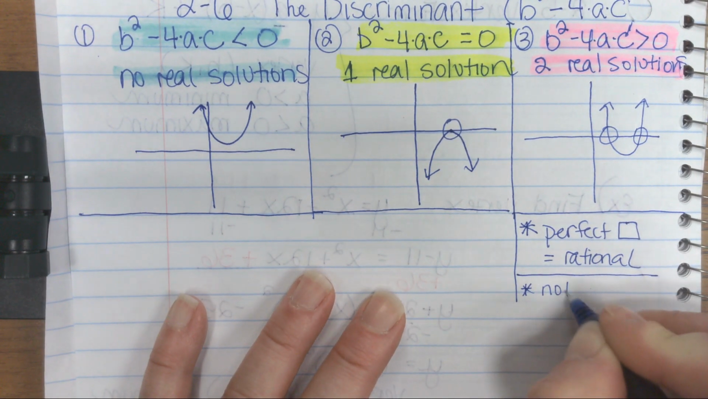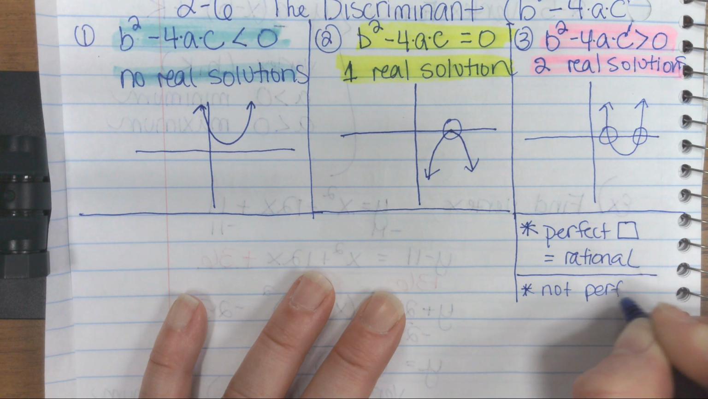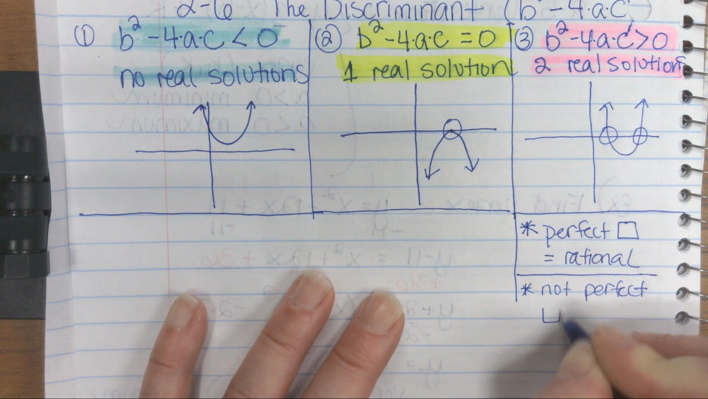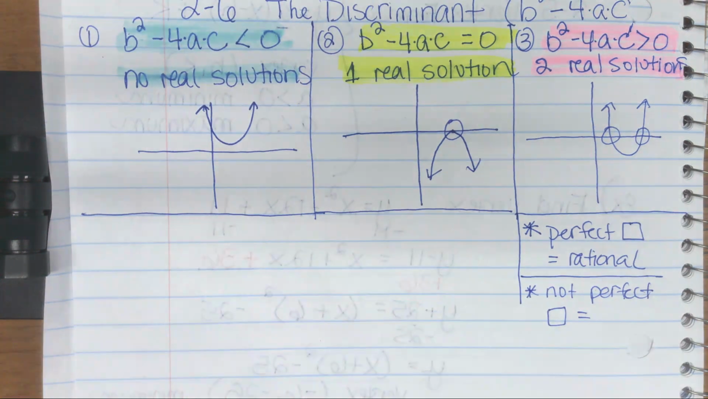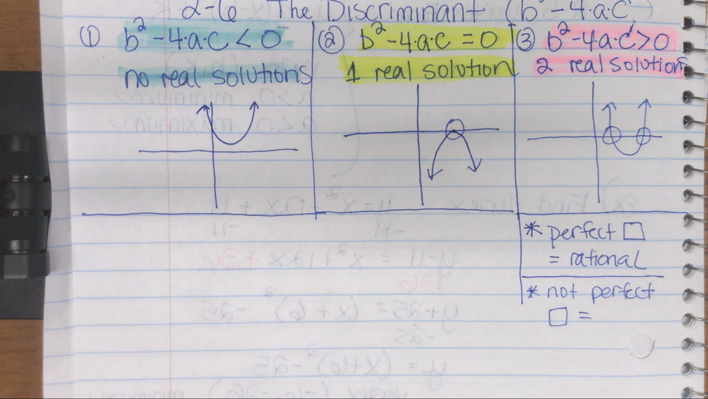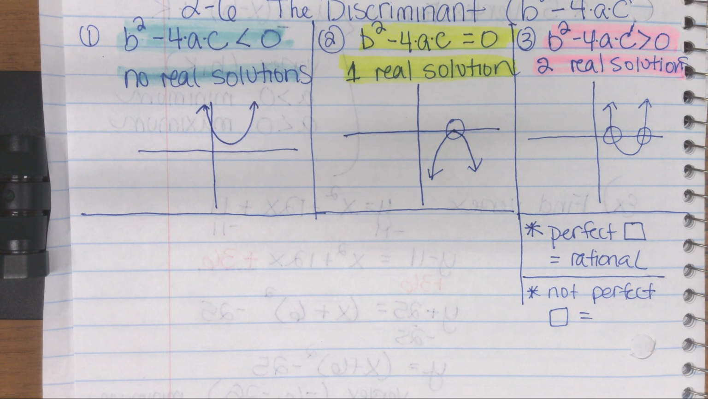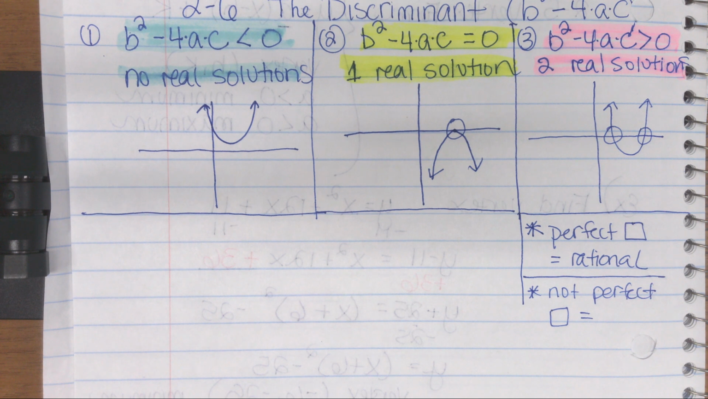Not a perfect square. Well, let me give you not a perfect square numbers. I don't know. How about the square root of 10? Do you know what that is? It's not 5. I don't know what it is. Somewhere, it's something between 3 and 4, right? If it's not a perfect square, we get answers that are rounded and they're kind of yucky.